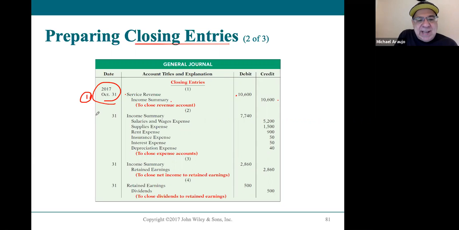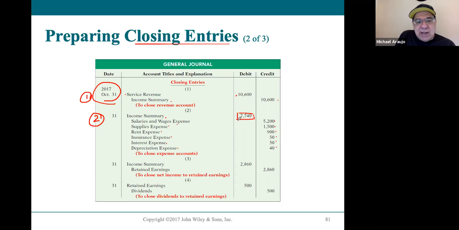Okay. The second step is closing our expense accounts, and each individual expense account needs to be zero. Expenses have a debit balance, and so to bring the account to zero, you have to make sure both sides of the account are equal, which means you're going to credit each individual expense account by the same amount you see on the debit side. That gets it to a zero balance.